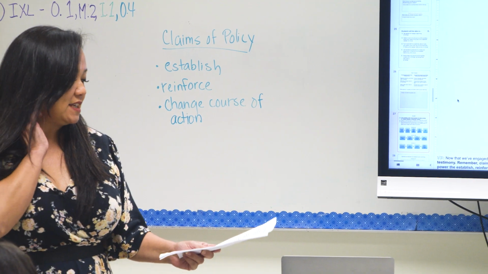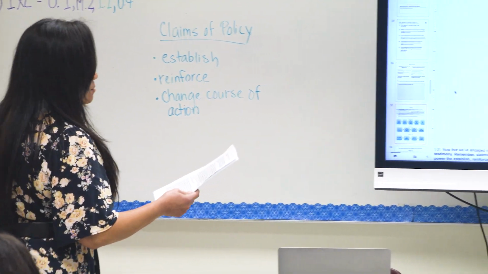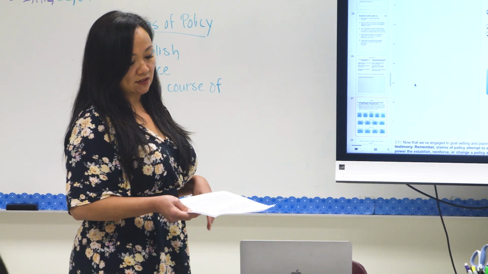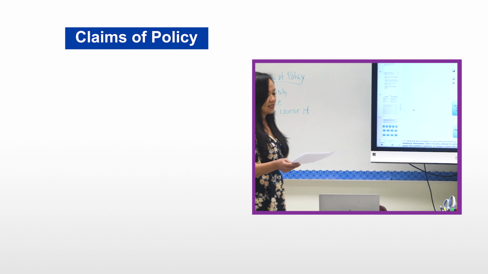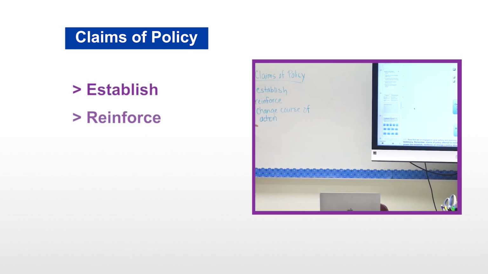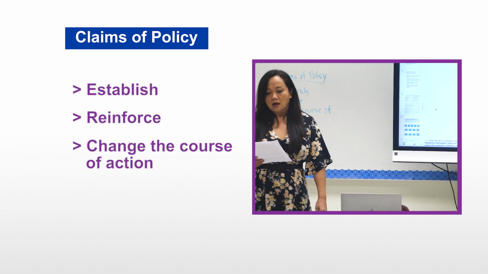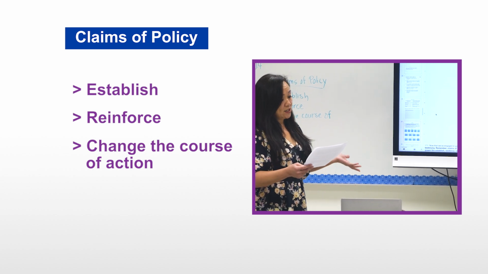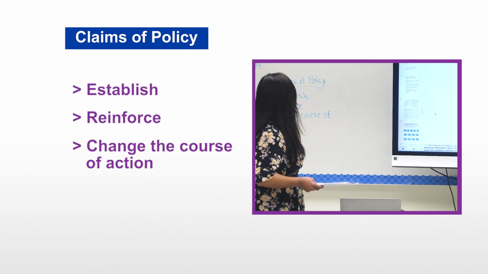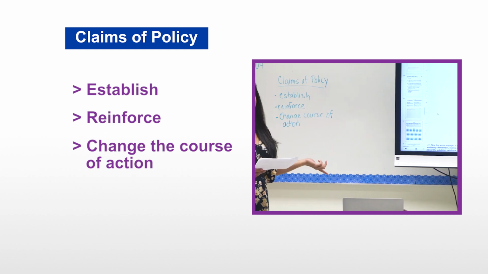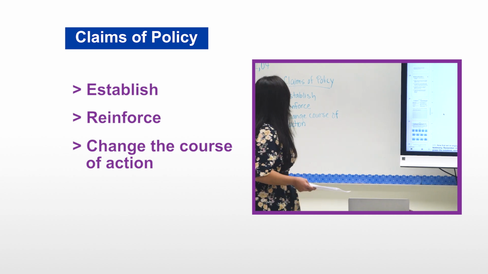Okay, so now that we've engaged in goal setting and planning, let's move on to the drafting phase of the writing process. We're going to create a list of possible readers for our written testimony. Remember, claims of policy attempt to establish, reinforce, and change the course of action. So that means you should write your testimony to a person who has the power to establish, reinforce, or change a policy about tourism.